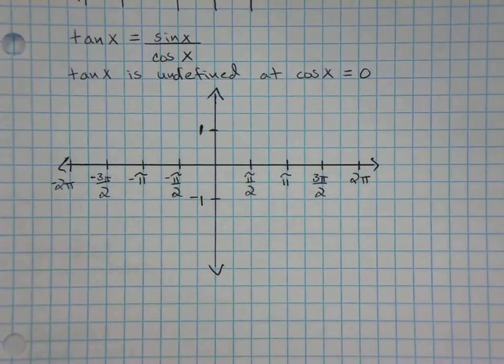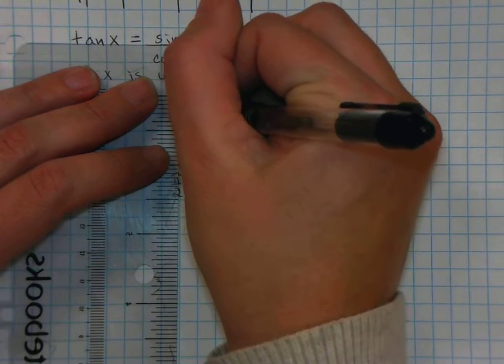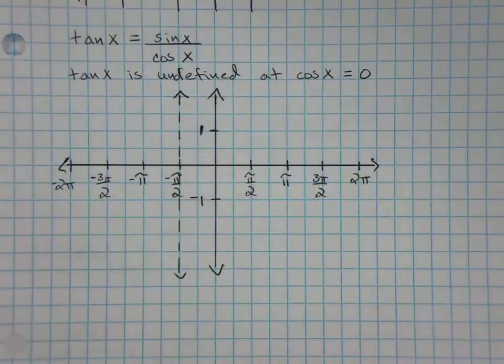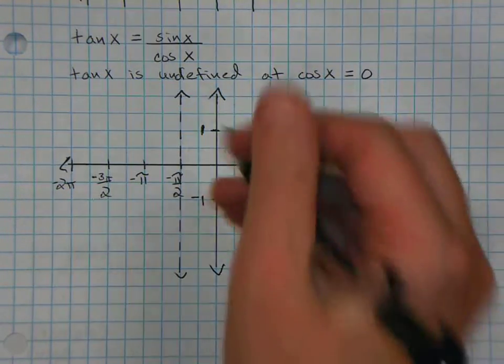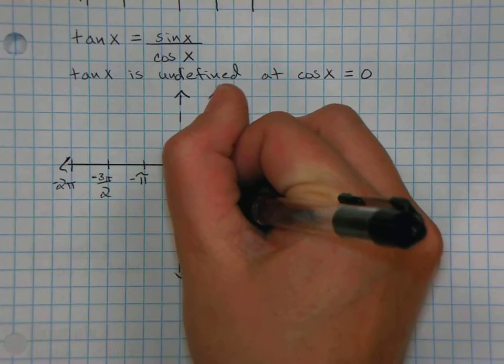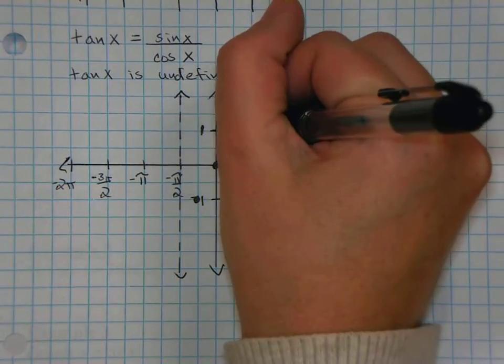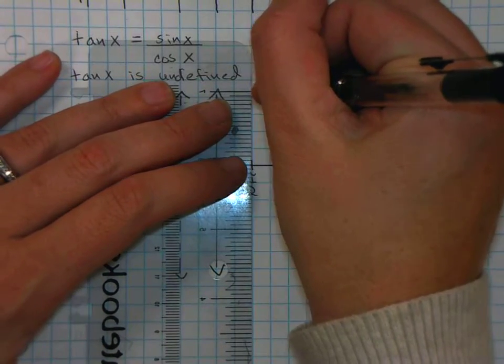So now if I plot those values, at negative pi over 2, I found out that tangent of x is undefined. So I'm going to represent that with a vertical asymptote. I find out that at negative pi over 4, I get an output of negative 1. Negative pi over 4 is going to be halfway in between 0 and negative pi over 2. So it'd be down here. I would get a point. At 0, I get 0. Positive pi over 4, I'm at 1. And at pi over 2, I have another vertical asymptote to represent that it is undefined.